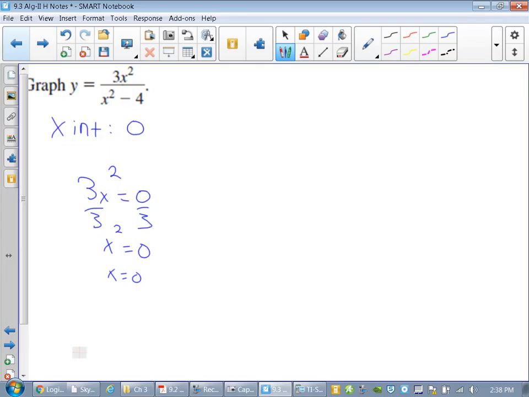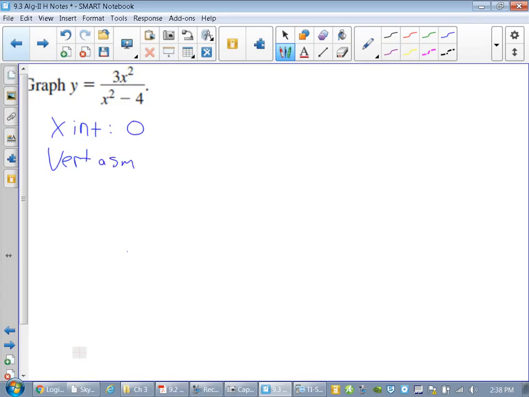I'm looking at the x-intercept. I'm not doing the vertical asymptotes, I'm doing the x-intercept. X-intercepts are the zeros of the numerator, so I do that first. I have an x-intercept at 0. That's what I'm doing. Then I go to my vertical asymptote.